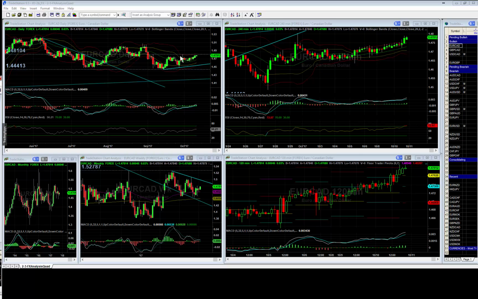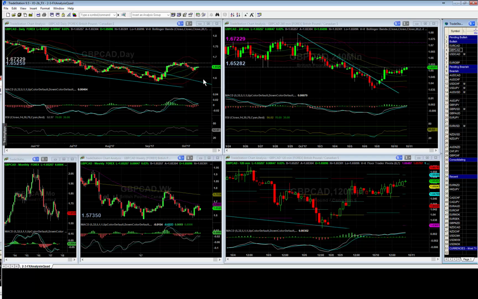We'll start out with the Euro Loonie. You can see we're watching this resistance that we have here from the previous pivot. That's about 1.48104. If we can get above that, we could see a nice pop higher potentially, because we're bullish across the board here. So let's see what happens with that market.